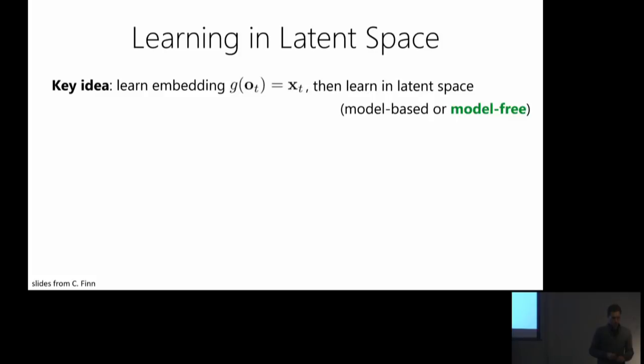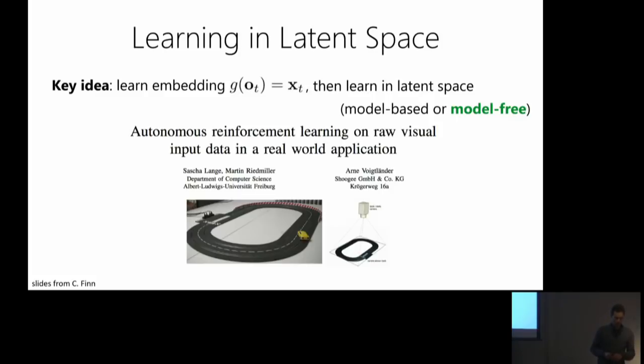So the first example I'm going to give is actually a model-free RL example, but it's going to be a nice introduction to the model-based stuff I'll talk about later. So this is from a slightly older paper called Autonomous Reinforcement Learning on Raw Visual Input Data in a Real-World Application. And the idea in this paper is to learn an embedding of high-dimensional observations, g of o, and then just run model-free RL in the learned space.